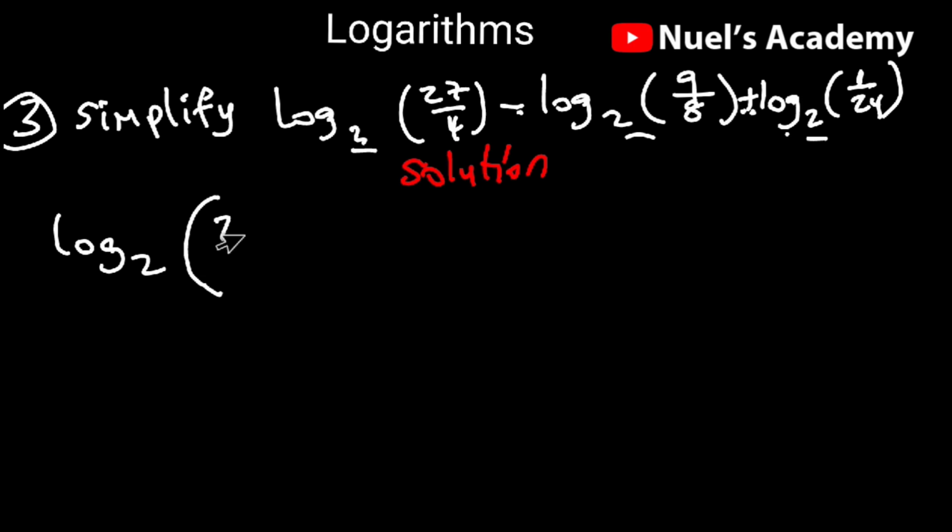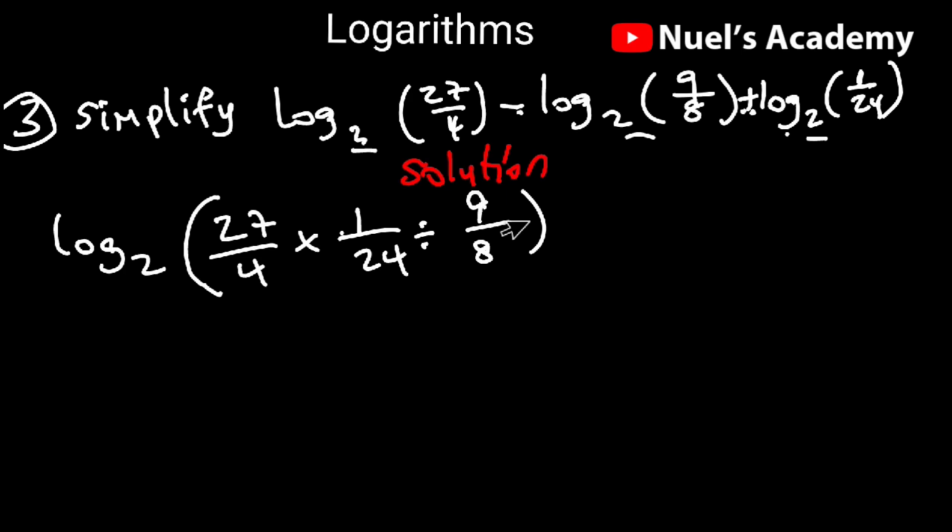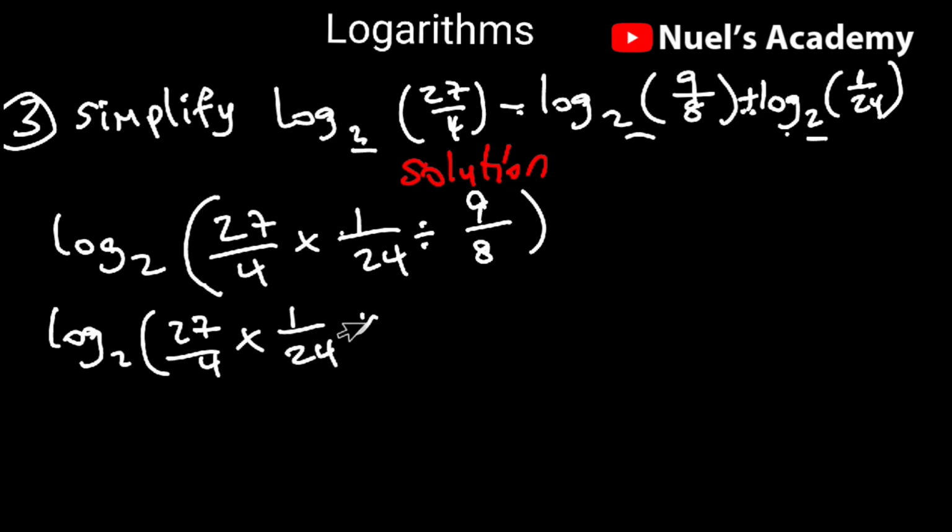So let's start. This is going to be 27/4 multiplied by 1/24, then divided by 9/8. So this becomes log base 2 of 27/4 times 1/24. Now we're going to take the multiplicative inverse of this to change it to multiplication. This becomes 8/9.